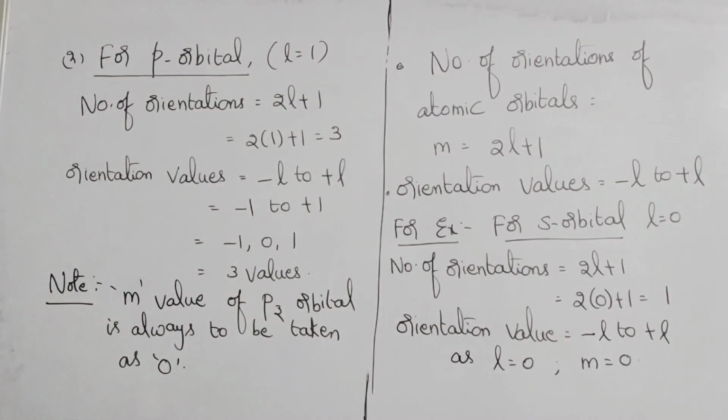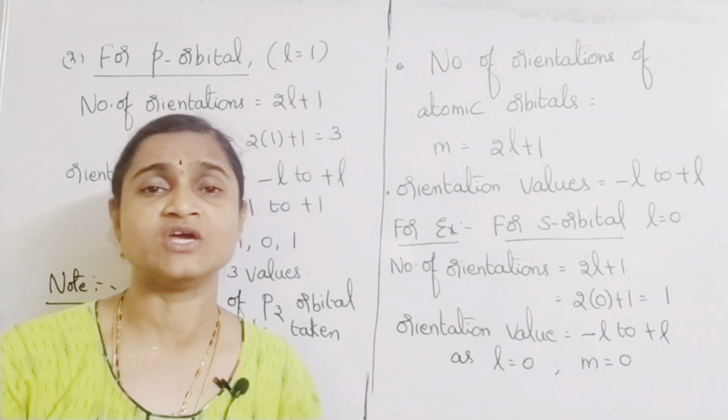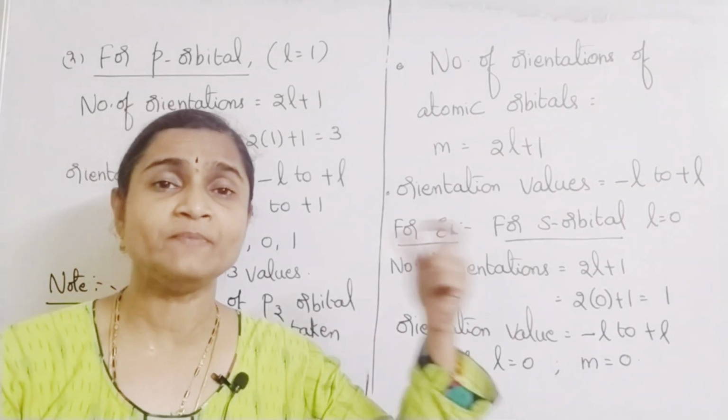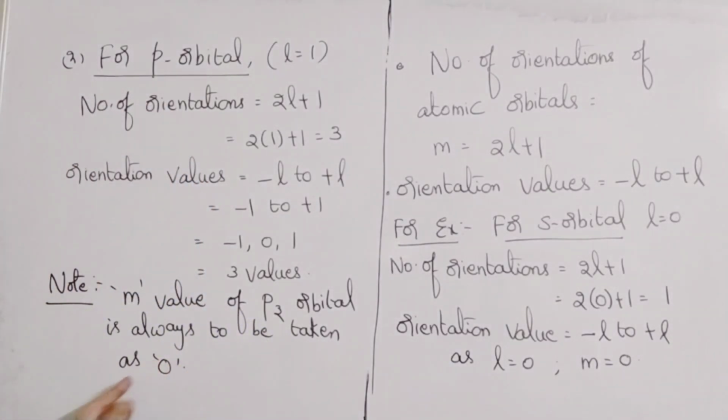So in p orbitals, among 3 types of p orbitals, among px, py and pz, if electron is present in pz orbital, orientation value should be given 0 orientation.